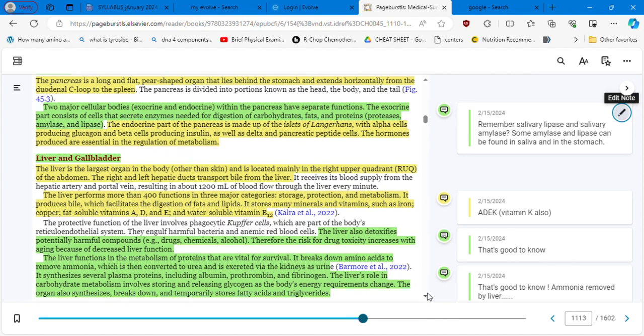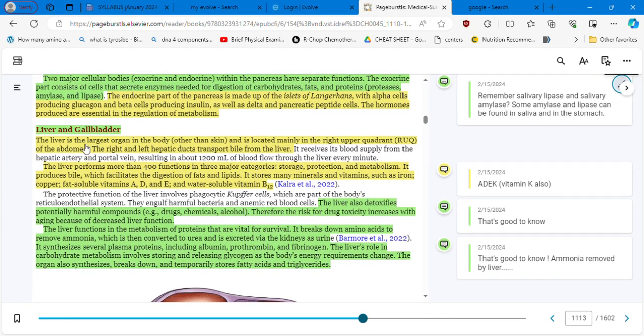Okay, liver and gallbladder. The liver is the largest organ in the body, other than the skin. I would say, in my opinion, it is one of the most important organs in the body. Probably in second place after the heart, because of all the functions that the liver has. And it's located mainly in the right upper quadrant of the abdomen. The right and left hepatic ducts transport bile from the liver.